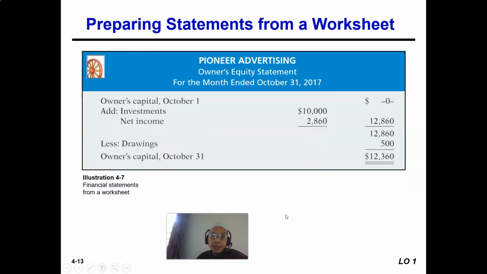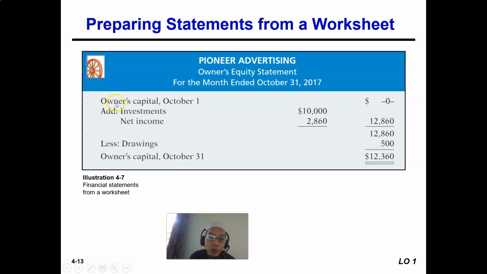Next, we prepare the owner's equity statement. How do we get the owner's equity statement? Again, we obtain this from the worksheet. But before that, we need to know the beginning balance of the owner's capital, because the owner's equity statement shows the changes to the owner's capital. So when we want to show the changes, we should show what is the beginning balance of the owner's capital and what is the ending balance of the owner's capital.